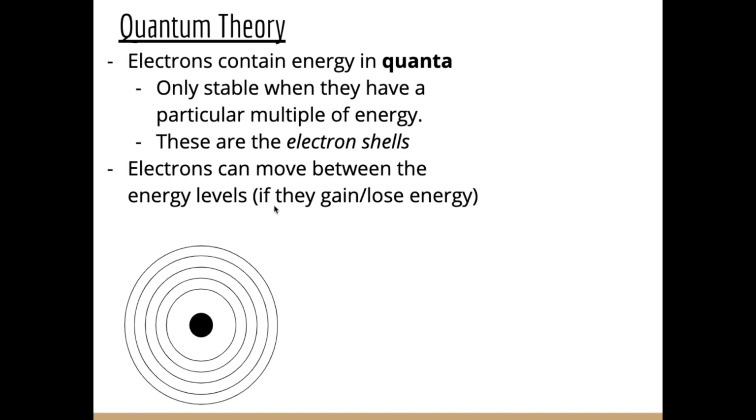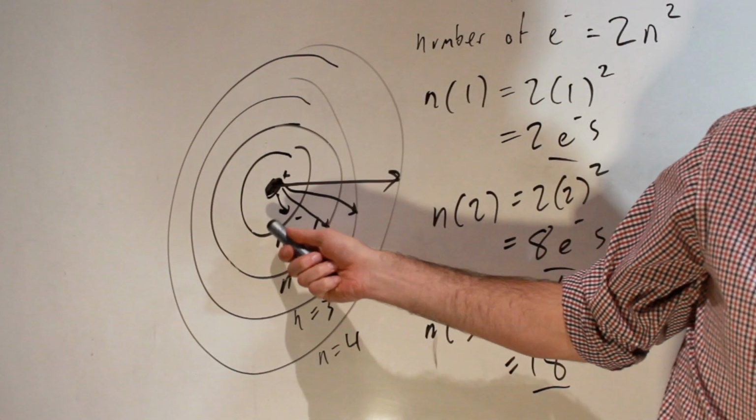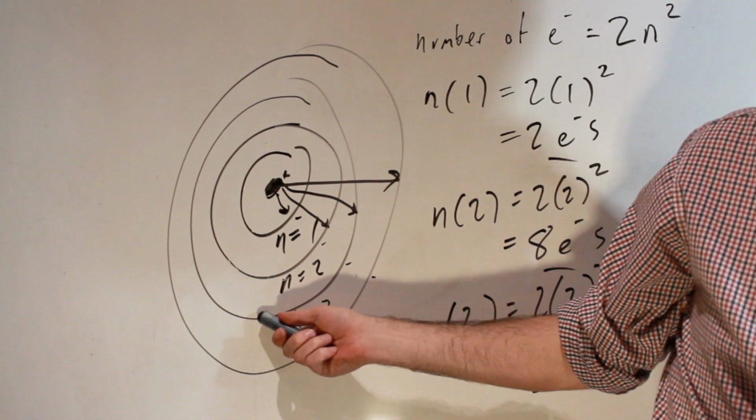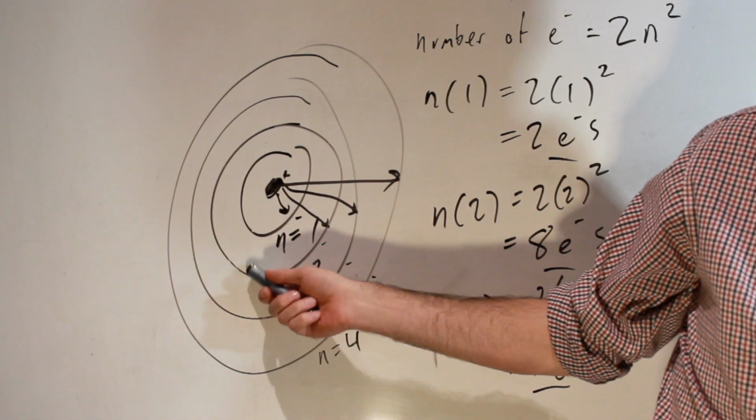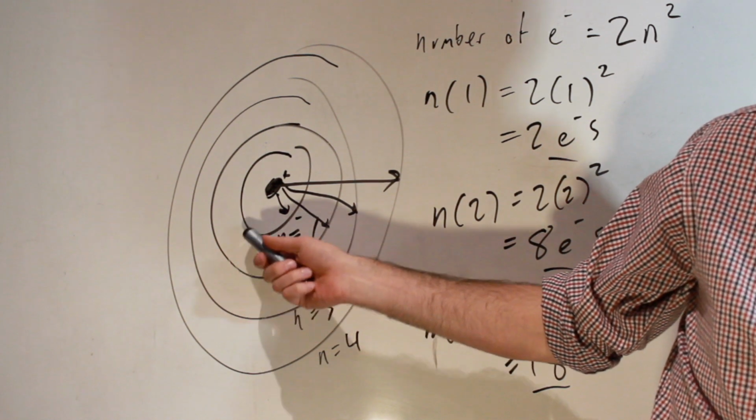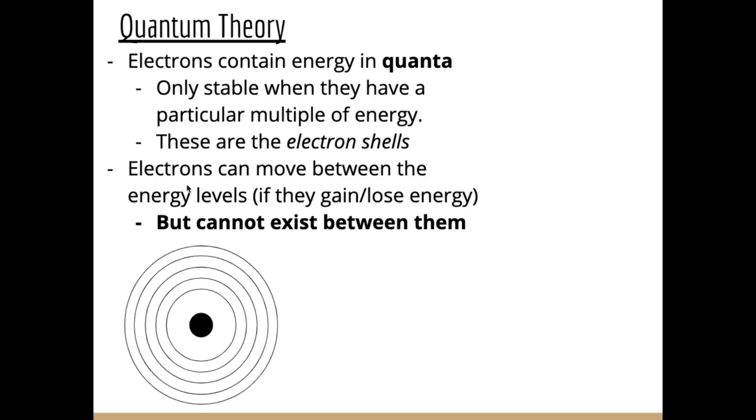Electrons can move between the energy levels if they gain or lose energy. So that's what we're saying over here, that this shell is lower energy than this shell, is lower energy than this shell, but you can give the electrons energy so that they can move between them, so they can go increasing energy, or they can move back down where they will lose energy. But they cannot exist in between them.